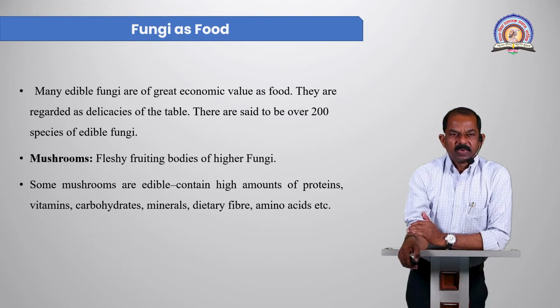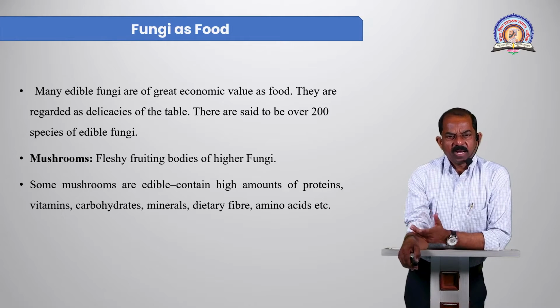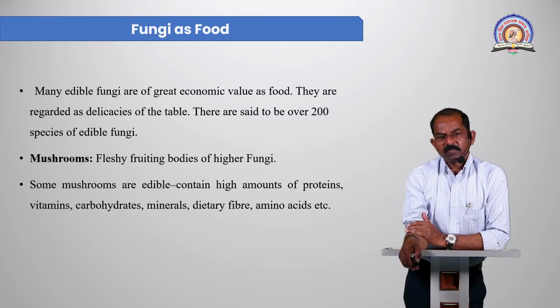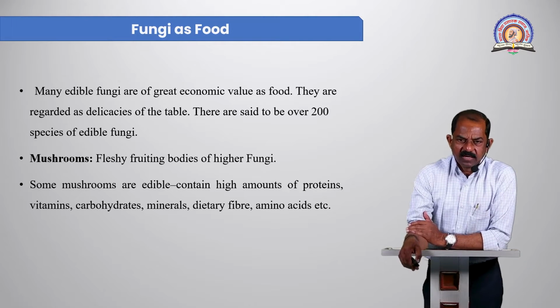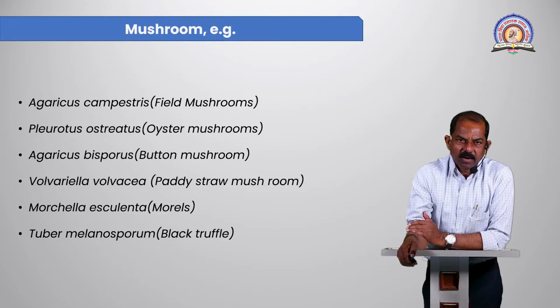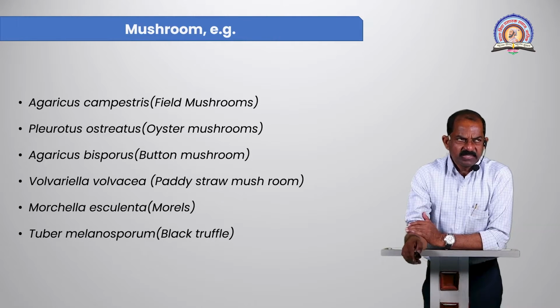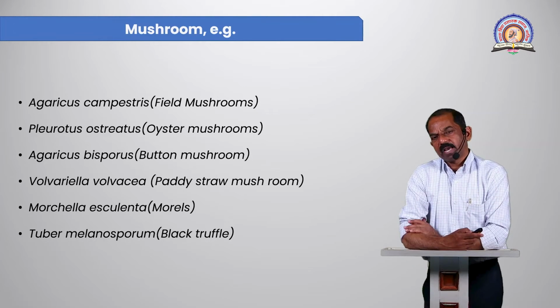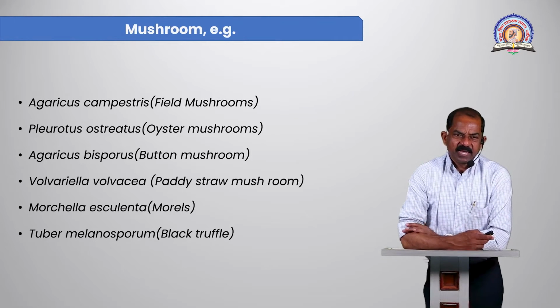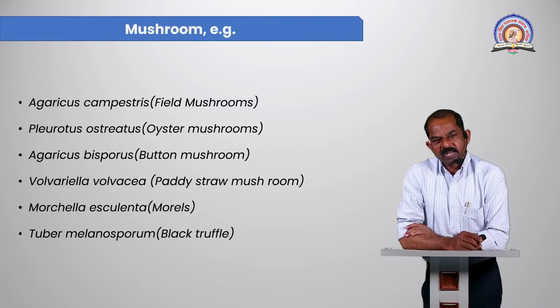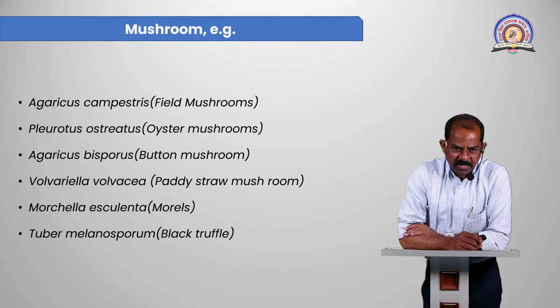Generally, some mushrooms are edible and contain high amounts of proteins, vitamins, carbohydrates, minerals, dietary fibers, and amino acids. The best examples of mushrooms are Agaricus campestris, Pleurotus ostreatus, Agaricus bisporus, Volvariella, Morchella, and Tuber melanosporum.